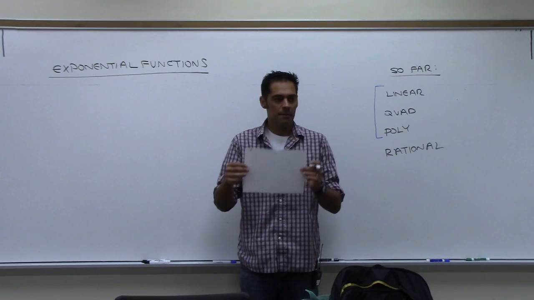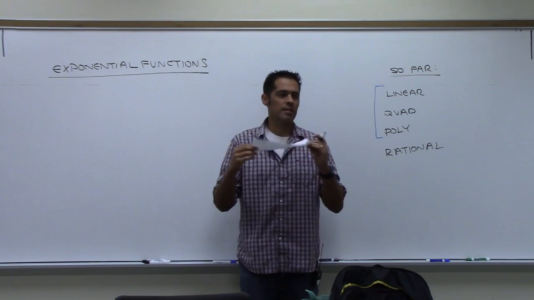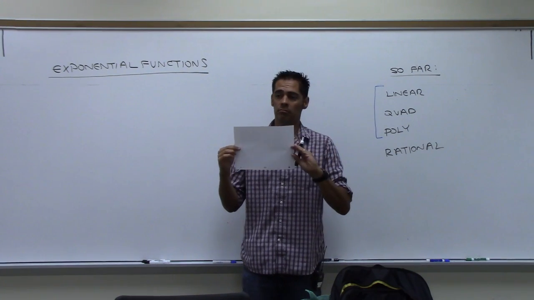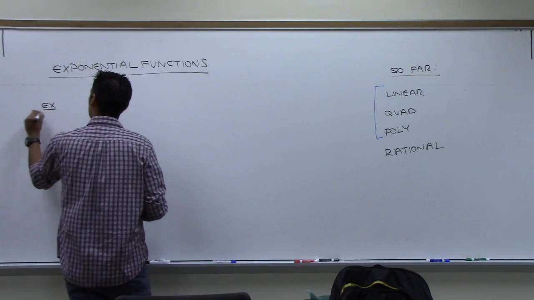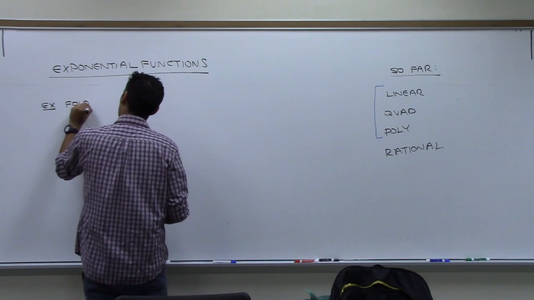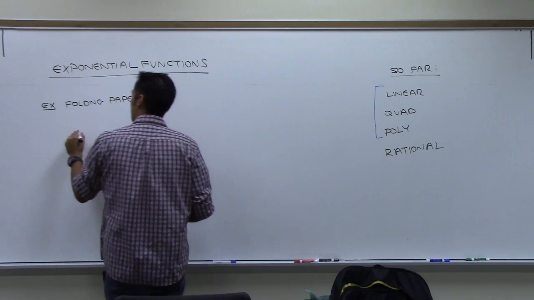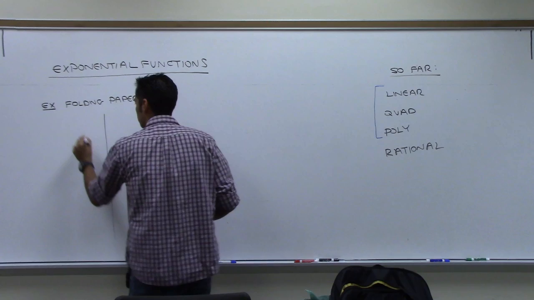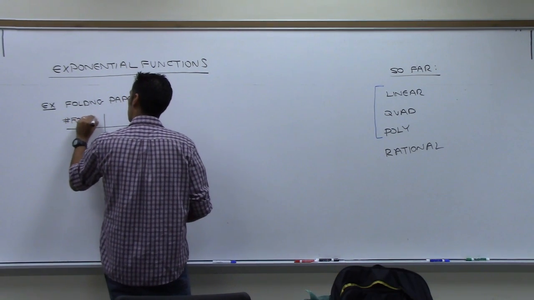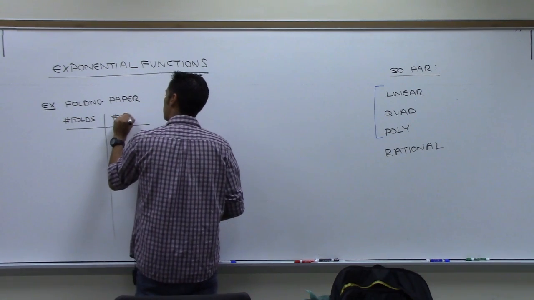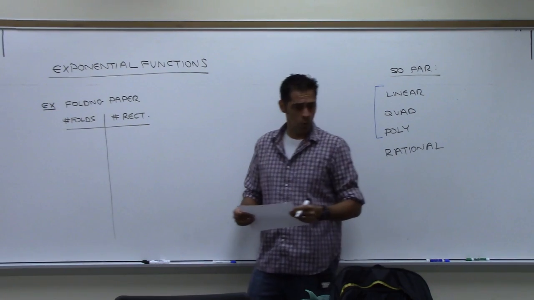So if I do not fold this piece of paper right now, how many rectangles do you see? 1. Okay, so this is an example I'm doing of folding paper. And I'm going to make kind of like a T-table. It's going to be the number of folds here, and over here the number of rectangles that you see. All right? So we said 0 folds, 1 rectangle.